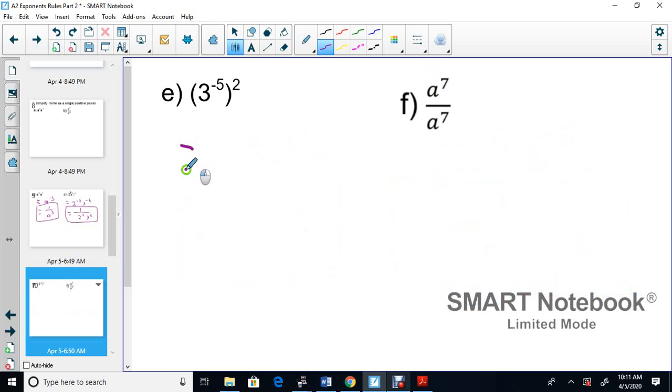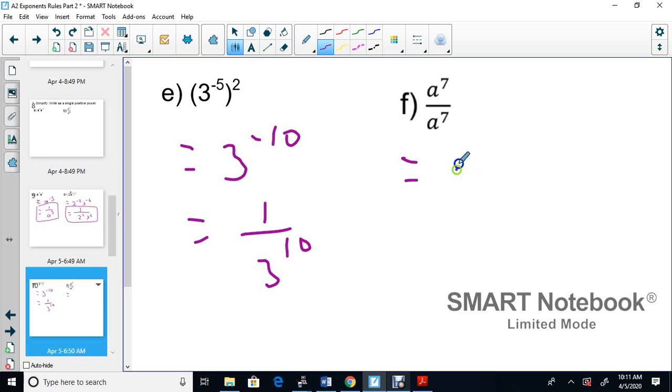Here, it's a power of a power, so you multiply. So you get 3 to the negative 10. I just multiplied those numbers. And then you get 1 over 3 to the 10. You put the negative in the bottom, it becomes positive. Here you do 7 subtract 7. It's a to the 7 minus 7. With a division, you subtract powers. So you get a to the 0. But a to the 0 is 1. So you can just write the number 1.